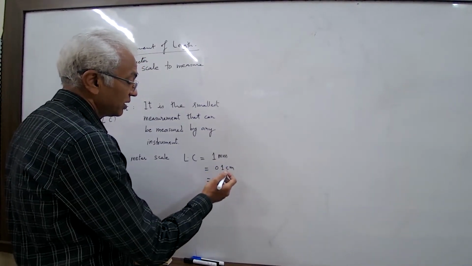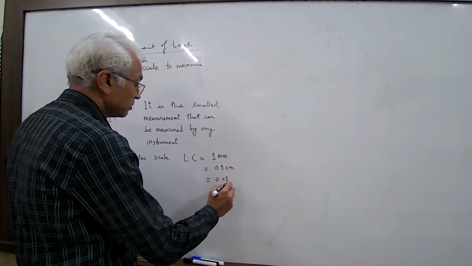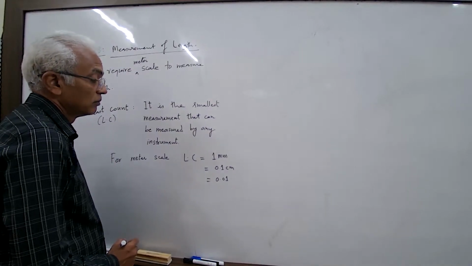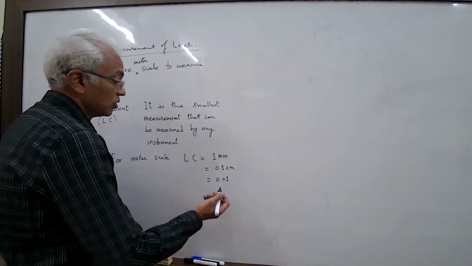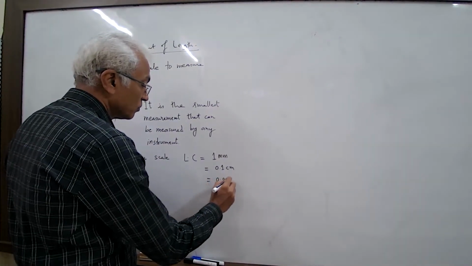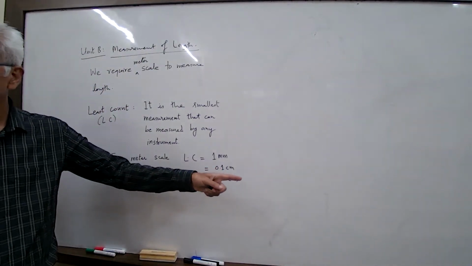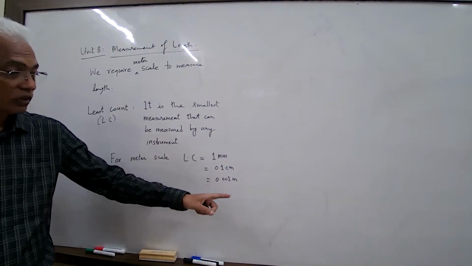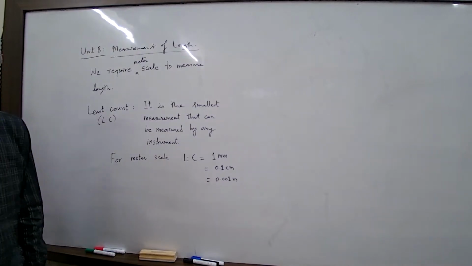10 millimeter is 1 centimeter, right? This is divided by 0.001 meter. Because centimeter is 100 centimeter. So to divide it by 100, so it will be 0.001 meter. So this is least count of a meter.